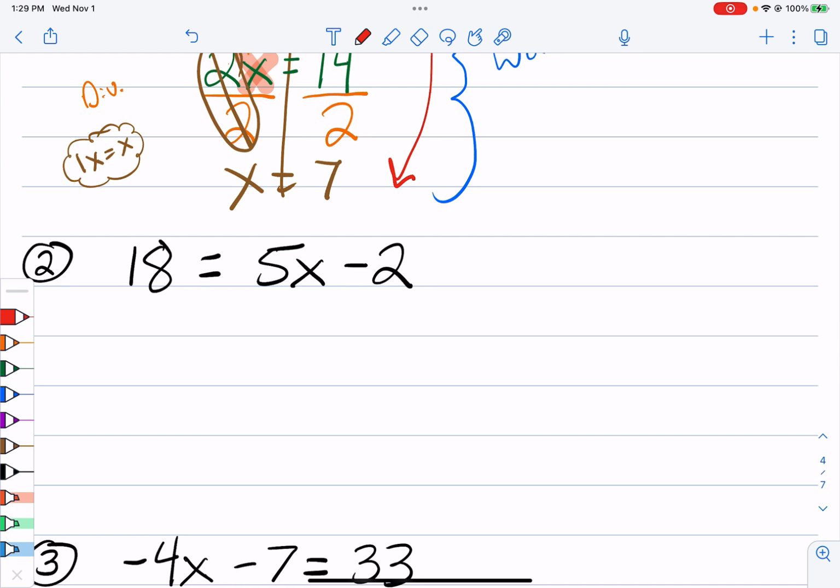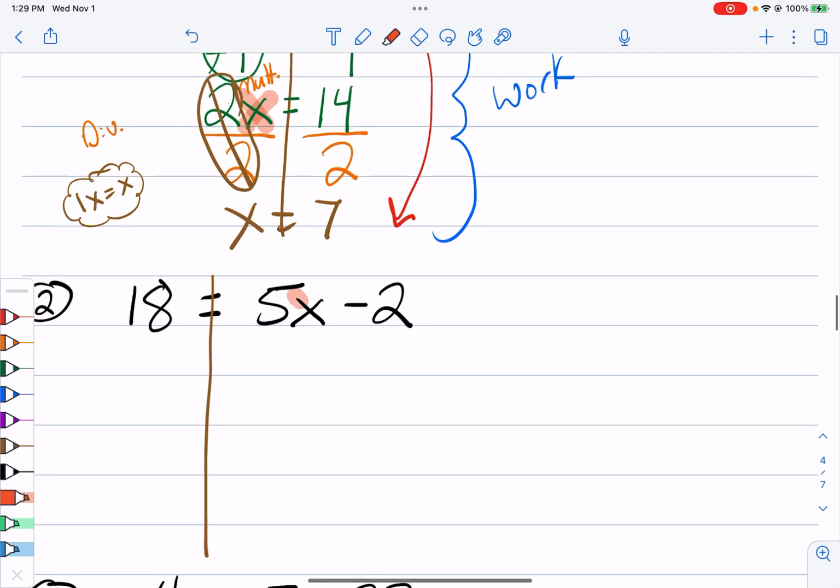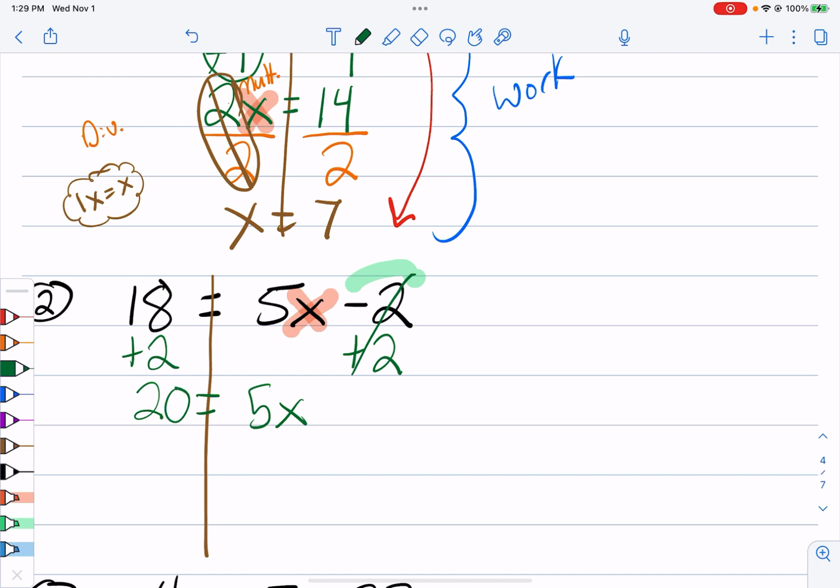Okay, for next problem, problem number 2. 18 equals 5x minus 2. Okay, so my variable's on the right-hand side. With my variable, there is this minus 2. So I'm going to say, okay, what's the opposite of minus? That is plus. I am showing my work. I'm showing my plus 2 on both sides. My negative 2 plus 2 is gone. It's a 0, which leaves me with just my 5x. And 18 plus 2 is 20.